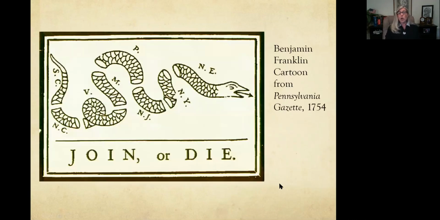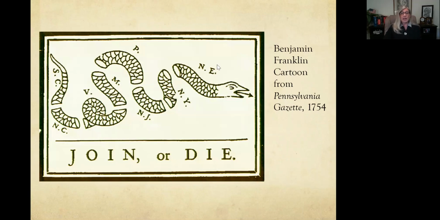Okay, this cartoon is one that is very, very important. This is one of the earliest political cartoons that come out of what becomes the United States. And this is a Benjamin Franklin cartoon. And notice what he is saying, join or die. Notice the year 1754. This would be the time of the outbreak of the French and Indian War, and it's the year that the Albany Congress is meeting.